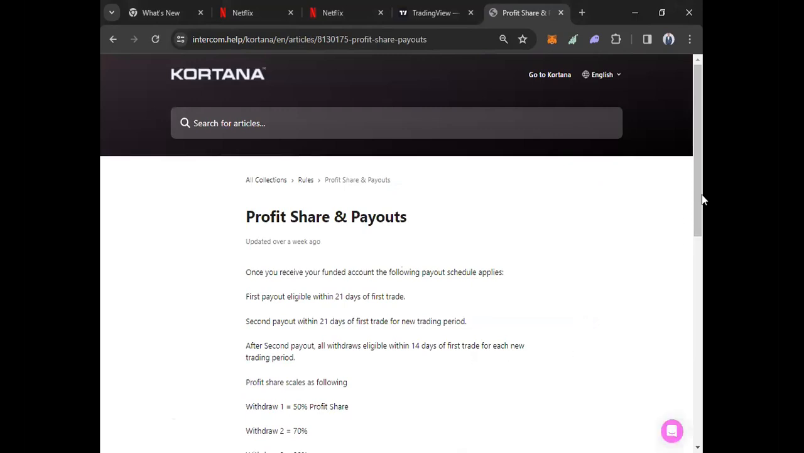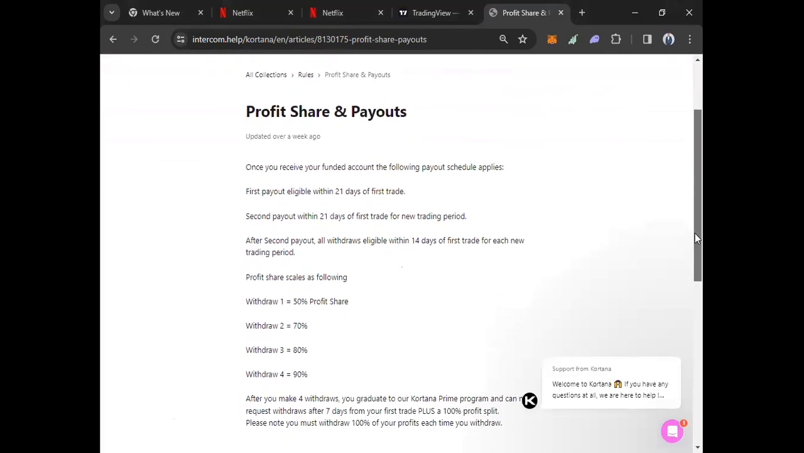So once you receive a funded account, the following payout scheme applies. First payout is eligible within 21 days of your first trade. Second payout is within 21 days of your first trade for a new trading period. After the second payout, all withdrawals are eligible within 14 days of first trade for each new trading period. Profit share scales as follows.